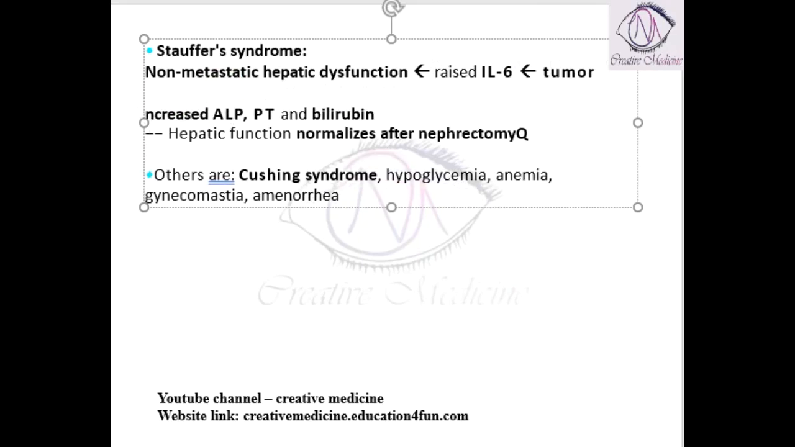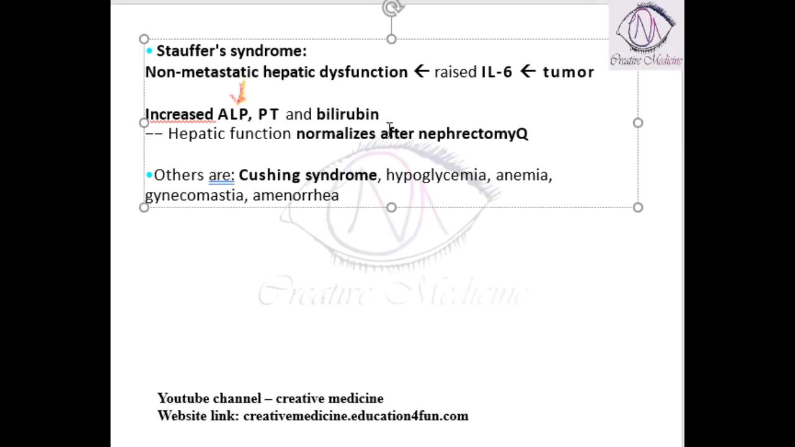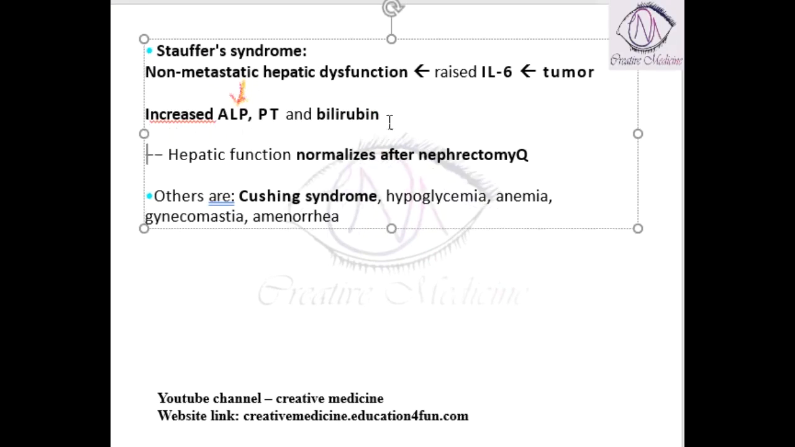which leads to increased ALP, increased prothrombin time and increased bilirubin. Hepatic function also normalizes after nephrectomy. This is one important thing, because after nephrectomy, after removal of the tumor, obviously the interleukin 6 level will be normal, so obviously this hepatic function will be normalized.